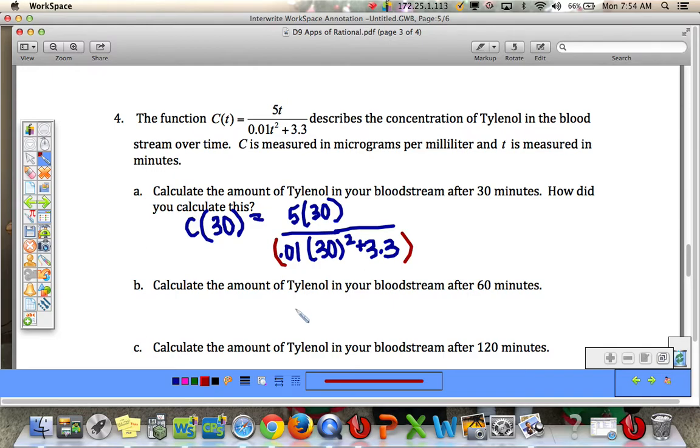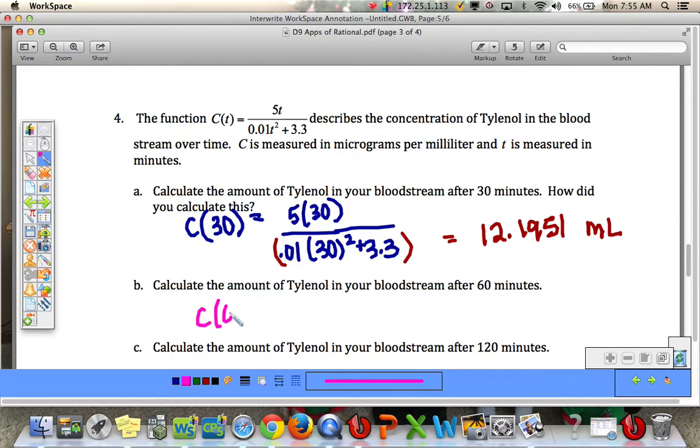Let's find my notes. Okay, so there it is. It's about 12.1951. And it's measured in milliliters. Okay, so milliliters. Calculate the amount of Tylenol in your bloodstream after 60 minutes.